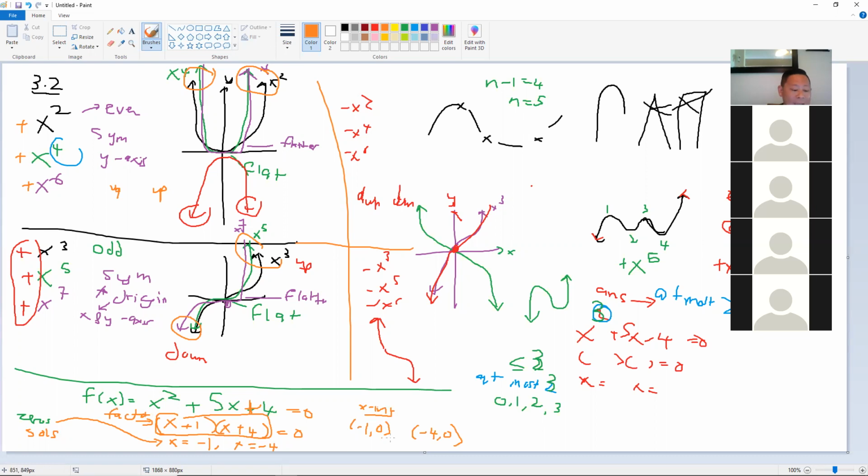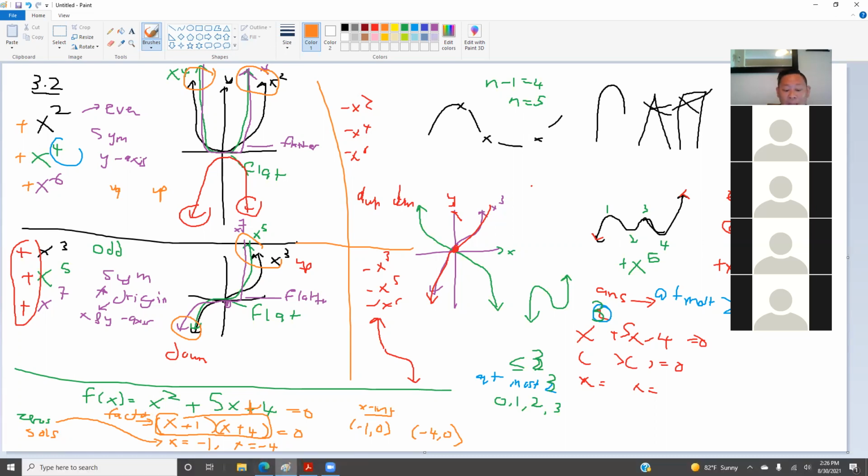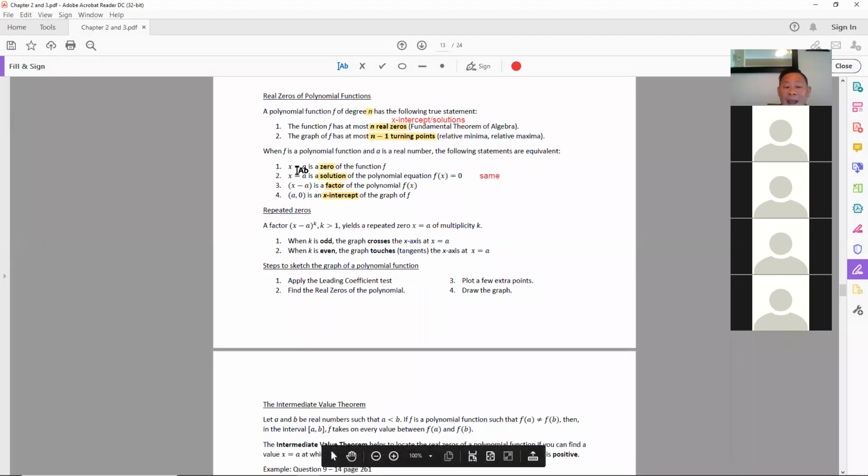And they're all the same thing. So that's why when you look at my notes, if I say x equals a is a zero, then x equals a is a solution. But if I want to write in the factor form, this a will change. If it's positive, it becomes minus a. If it's negative, it becomes plus a. And if I want an x-intercept, it's going to be in a graph and in the coordinates form, (a, 0).